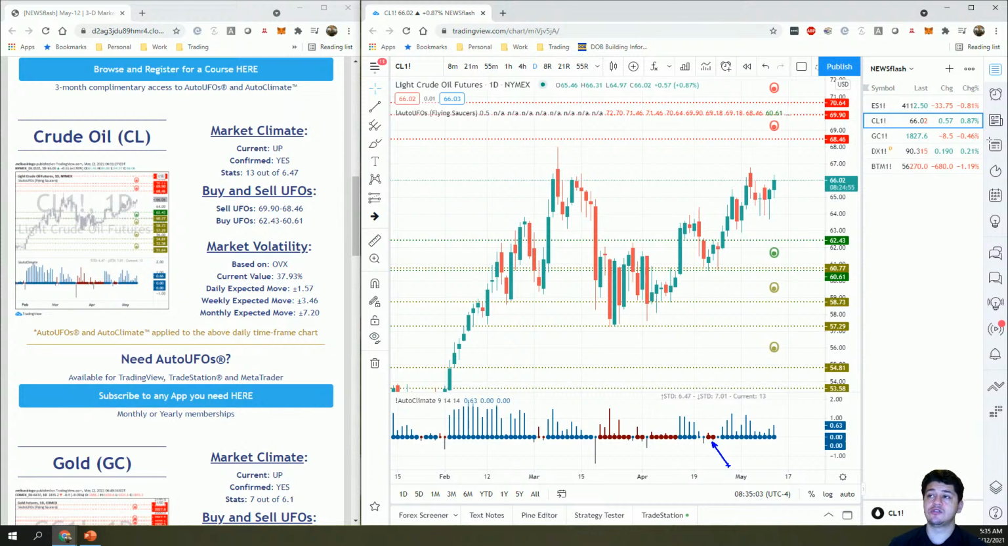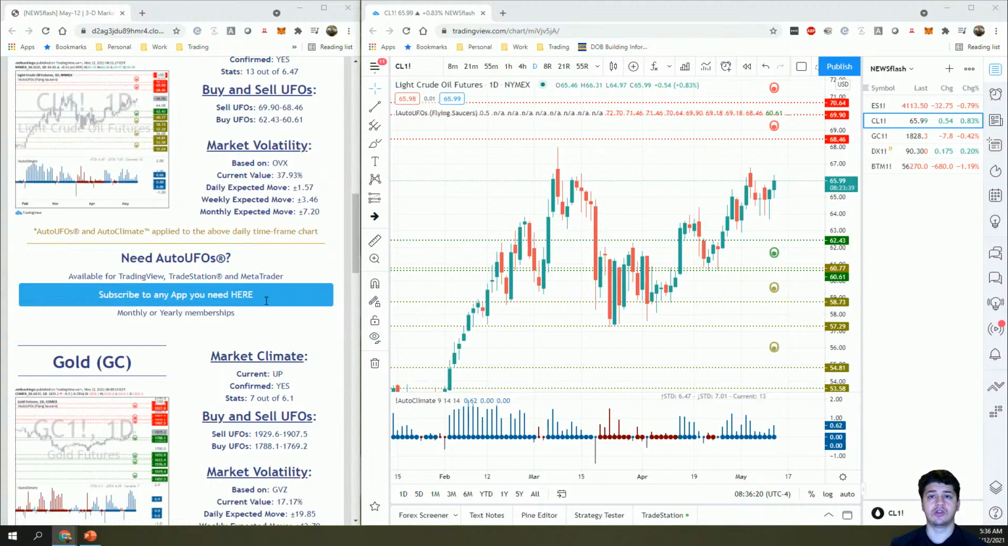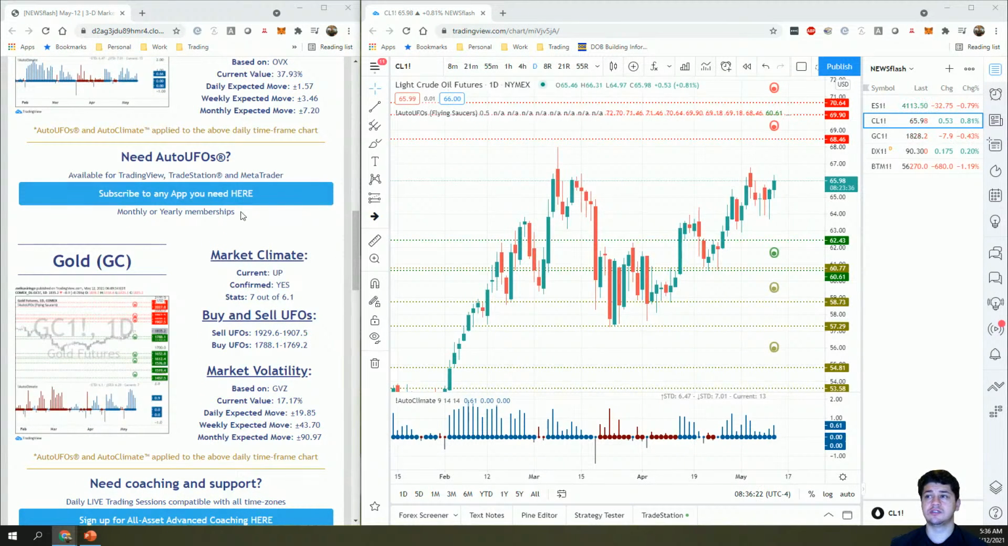Looking at the buy and sell UFOs, 62.43 to 60.61 is the first one here. 68.46 through 69.90 is the sell UFO up above. Based on the OVX, we're looking at 37.9% on volatility. So this is definitely quite volatile, even for crude oil. Definitely be on the lookout. Take some more aggressive profit targets, and if you're going to let a runner go, make sure you understand that it could easily turn around. All right, that's that for crude oil.